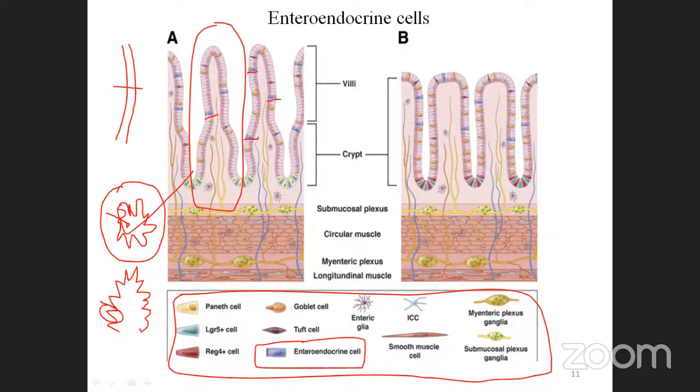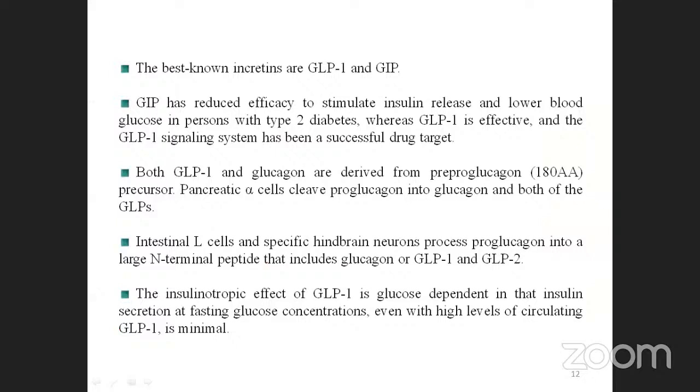The best known incretin, the most potent and physiologically active incretin, is GLP-1 and GIP. GIP has reduced efficiency to stimulate insulin release and lower blood glucose in persons with type 2 diabetes, whereas GLP-1 is still effective when the patient is suffering from type 2 diabetes.